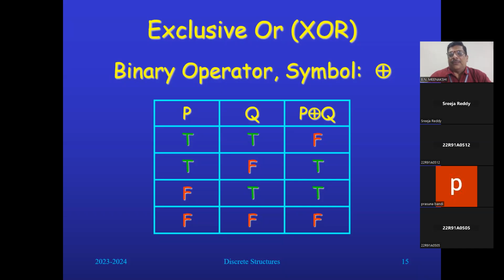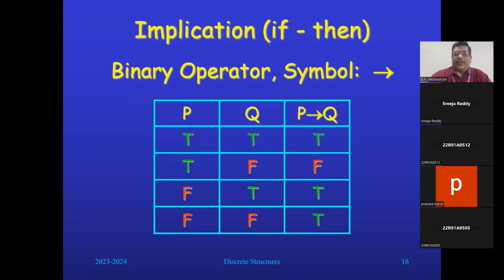In the disjunction, if both are false, the resultant will be false. If any one is true, the resultant will be true. The next one is called exclusive OR. The exclusive OR means that P and Q are the two propositions. For P exclusive OR Q, if both are true, the resultant is false. If both are false, it is false. If any one is true, the resultant will be true. That is called exclusive OR.